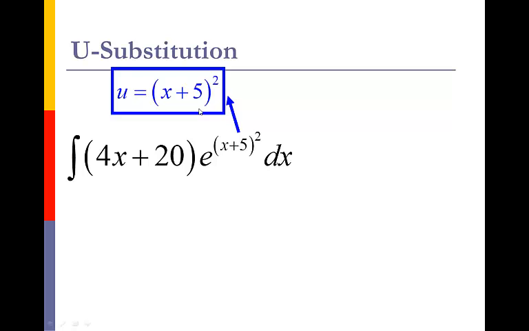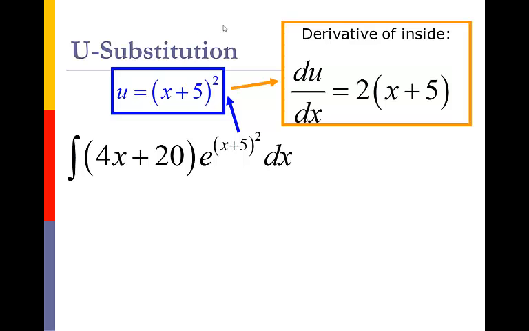So the first step is to identify the inside piece. Because remember, this is the reverse way of doing the chain rule for derivatives, and that was all about inside, outside. So what I'm looking at here is who's the inside piece? X plus 5 quantity squared. And then we do its derivative. And so that's what we did already. I get the derivative of that, the du over dx, is 2x plus 5. So I've got its derivative. All right, so that's basically what we're playing: identify who's inside and do its derivative. So those are two steps. Identify and do its derivative.